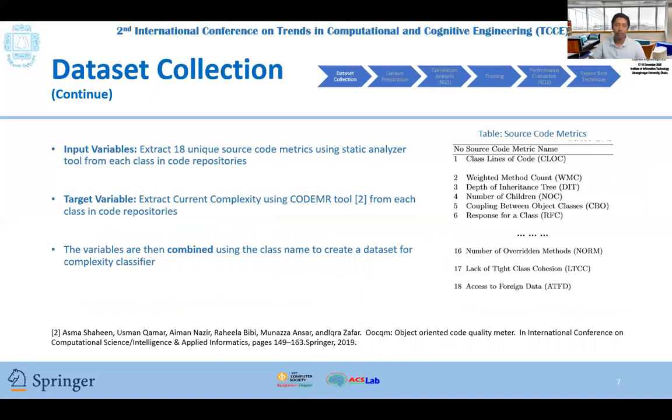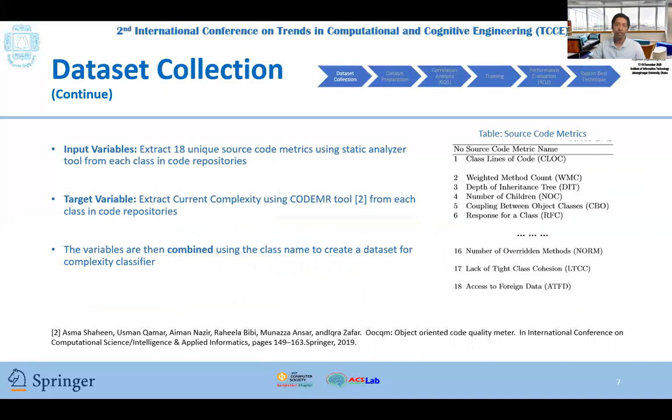After the selection of repositories, we extract 18 source code metrics for each class. And you can see a list of source code metrics on the right side. Some of them are lines of code, weighted method count of that class, depth of inheritance tree of that class in the project. So there are 18 source code metrics we have selected.